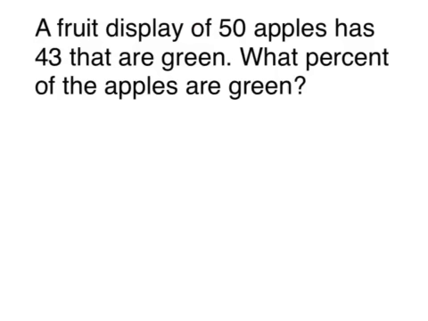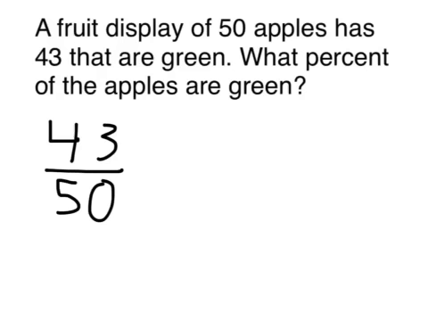Now we'll look at a couple short problems. A fruit display of 50 apples, there's 50 apples total, has 43 that are green. What percent of the apples are green? Well, we can write this as a ratio to begin with. There are 43 apples that are green out of the total of 50 apples. Now, this is fine, but to get it as a percent, we need to have one number being compared to 100. Right now we have our number being compared to 50.